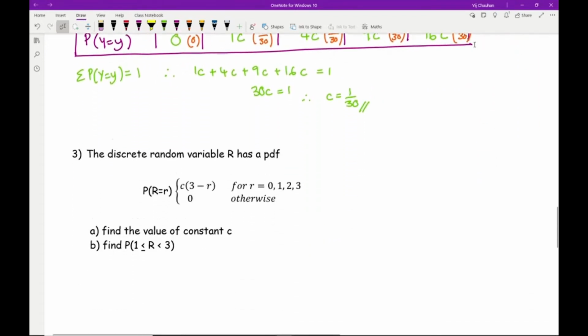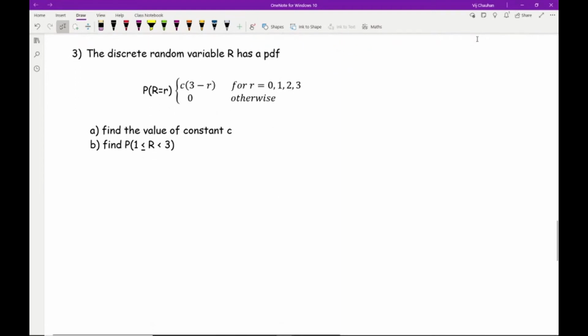So let's have a look at another example. Here we've got a discrete random variable r that has a probability density function, and here we've got our function. The question is asking us first to find the constant c. So first thing I'm going to do is create a table. Now we know that the possible values are 0, 1, 2 and 3. So I'm going to write r, and I've got 0, 1, 2 and 3. And again I'm going to create that table.